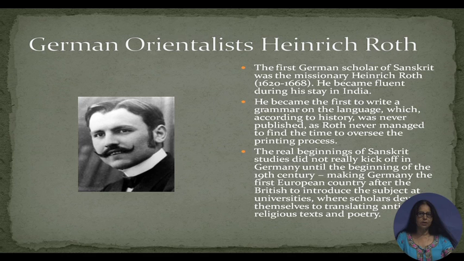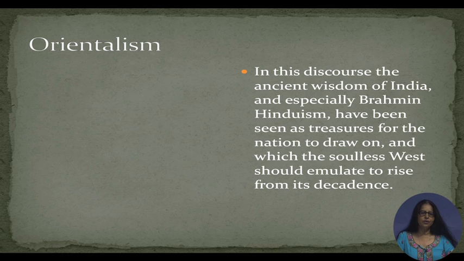So, the Orientalist project was pan-European. It was not just confined to the British who colonized India, but also spread to other European nations such as Germany. In this discourse, the ancient wisdom of India, especially Brahmin and Hinduism, was seen as a treasure for the nation to draw on, which the soulless West should emulate to rise from its decadence. So, India is a model. India is an alterity. An ancient India based on the Sanskrit language and Brahminical wisdom is seen as a panacea for all the soullessness of the modern West.